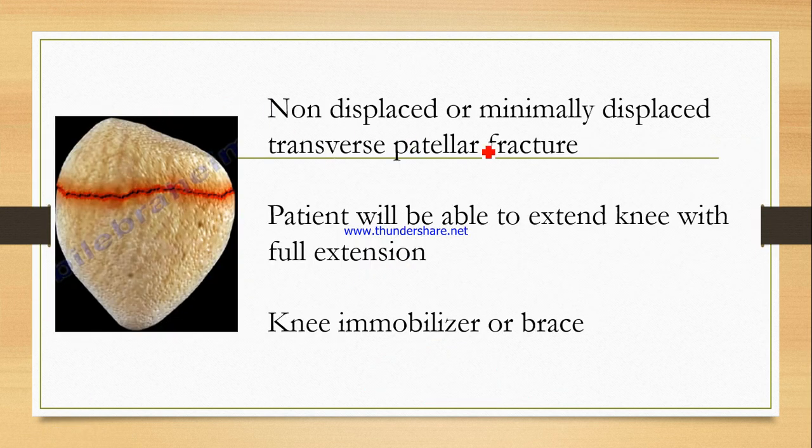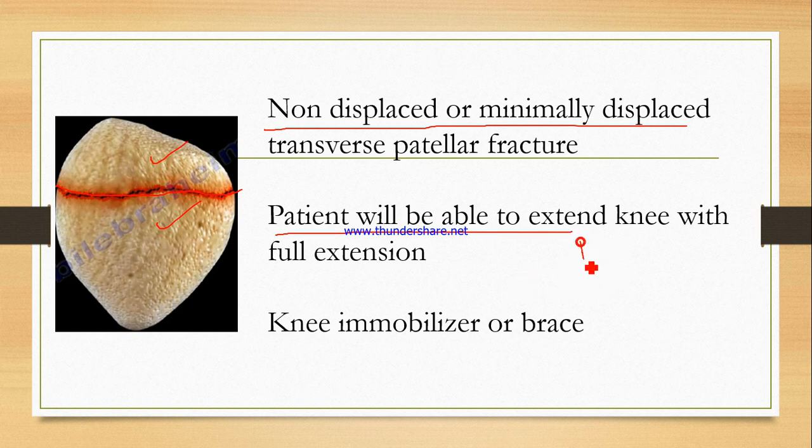Now we are coming to one particular fracture. Here you see, if there is this fracture, it is getting fractured in this way. So basically it's a transverse patellar fracture. These two parts are not that much displaced, so you can consider it a non-displaced or minimally displaced transverse patellar fracture. In this case the patient will be able to extend the knee with full extension.